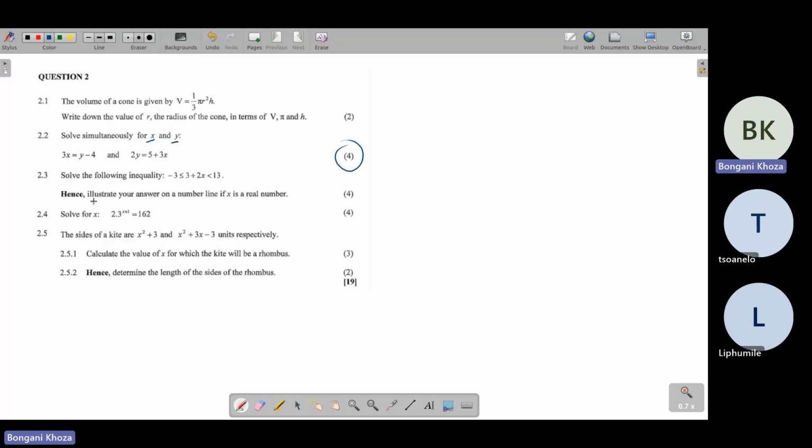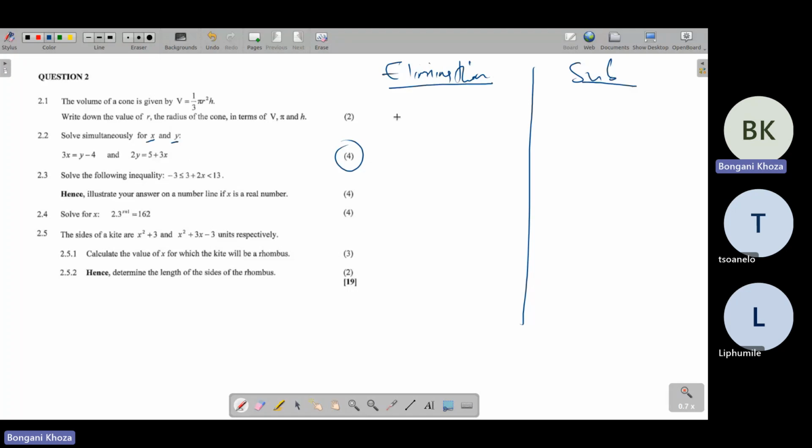So whatever method that you understand better, whether it's substitution or elimination, you're going to apply that. So we're solving for x and y. So let's look at this using both methods. So here we'll use elimination. And then here we'll use substitution like that, right?